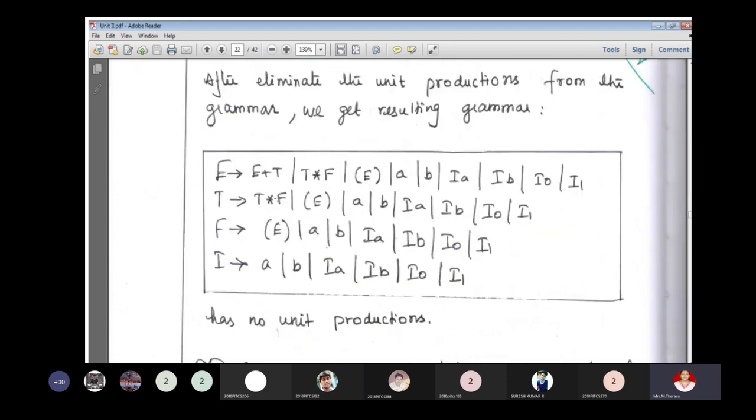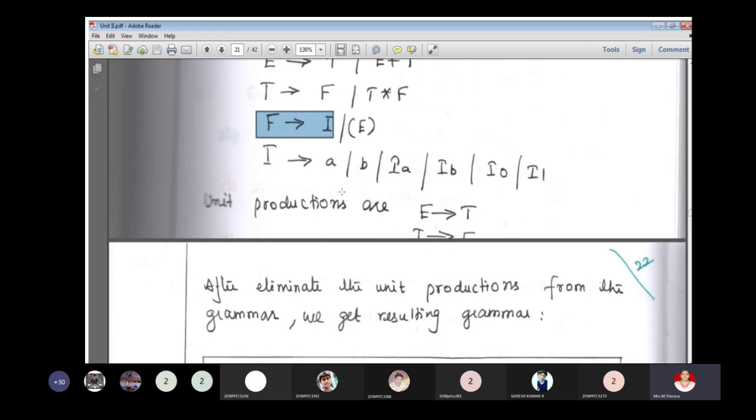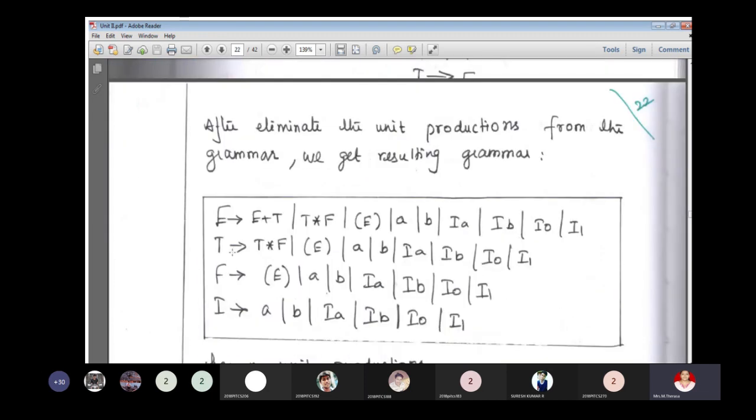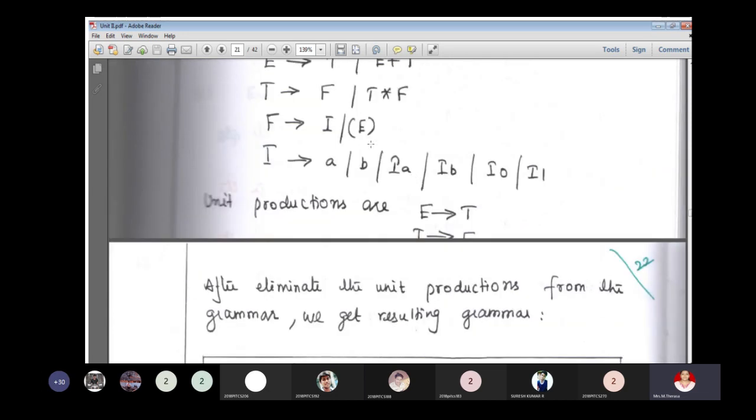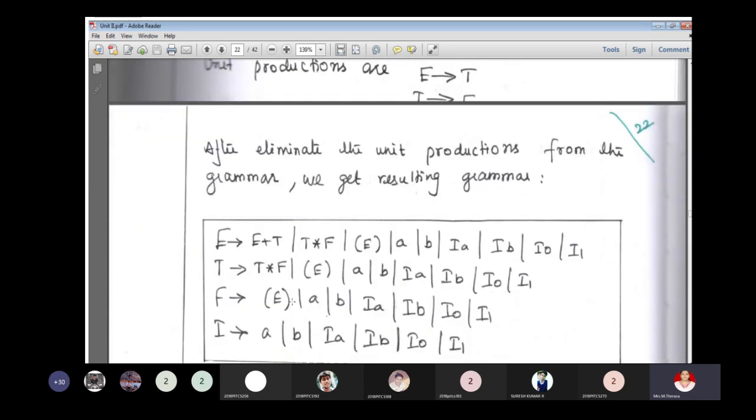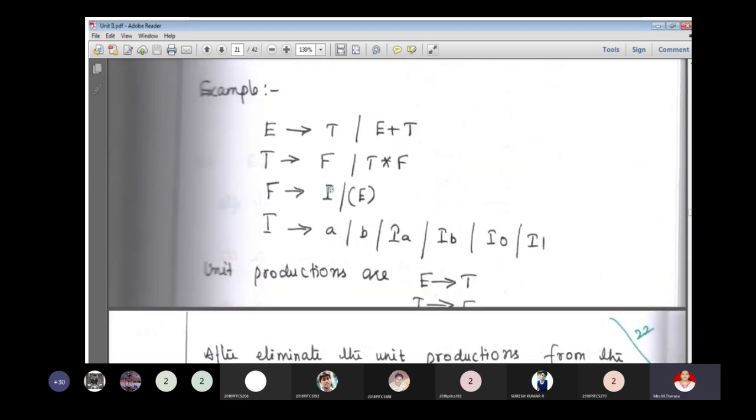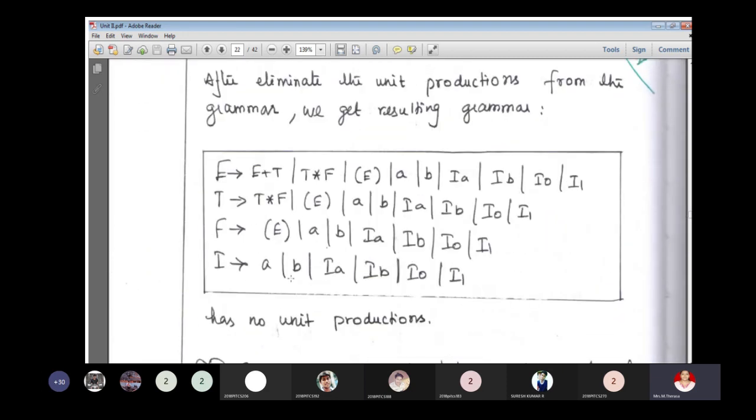So how can we eliminate them? We know that I is a, b, Ia, Ib, I0, I1. So this can be used here. So F can be written as the earlier production, open parenthesis E close parenthesis. Instead of this I, you can replace it with its body, that is a, b, Ia, Ib, I0, I1. So now you have removed the unit production from F.